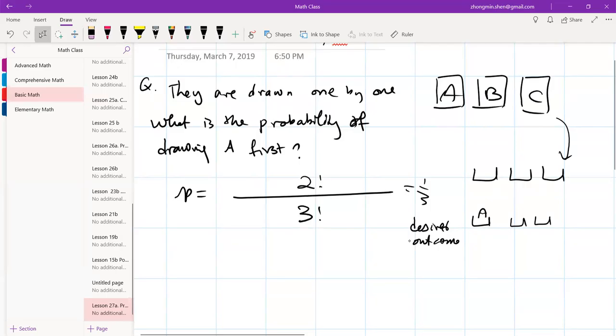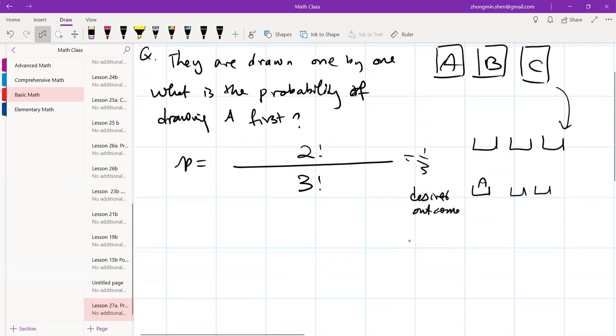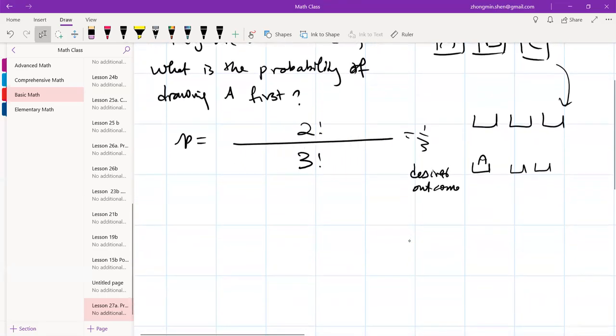So here, let's just use three. For the desired outcomes, you just need to count those where the first one is A. The first one is A, no choice, must be fixed. Then for the second and third one, you only have two pieces of paper you can choose from, so two factorial. That answer would be 1/3.